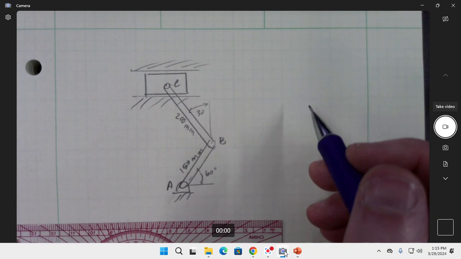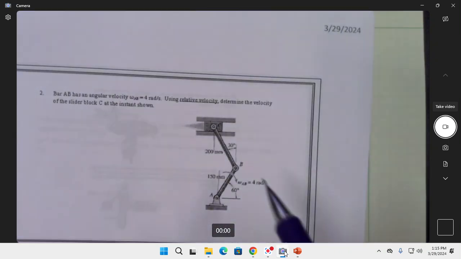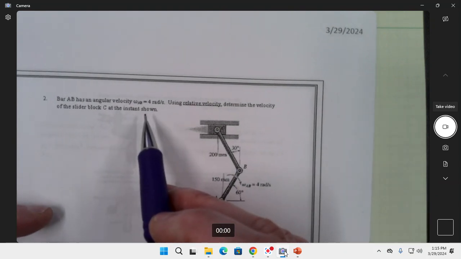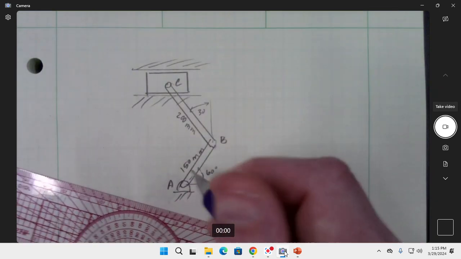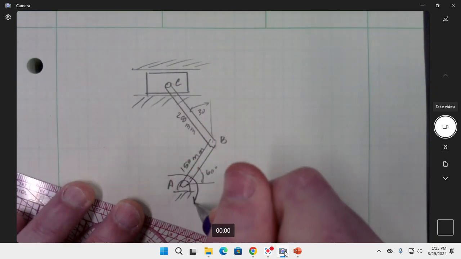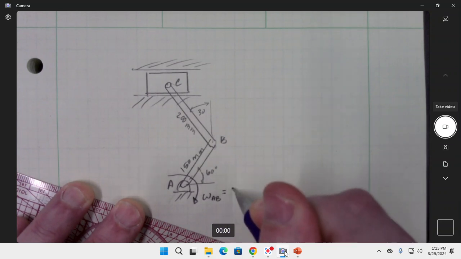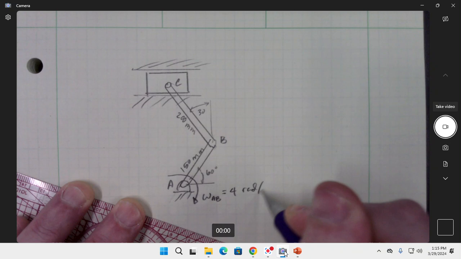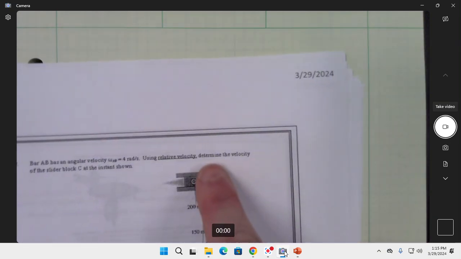The problem says that the bar here has an angular velocity of 4 radians per second. Oh, there it is, okay, I didn't see it. It kind of escaped me there. I'm going to draw it right down there. And that's going to be omega AB equals 4 radians per second. All right. And this one says to use relative velocity.